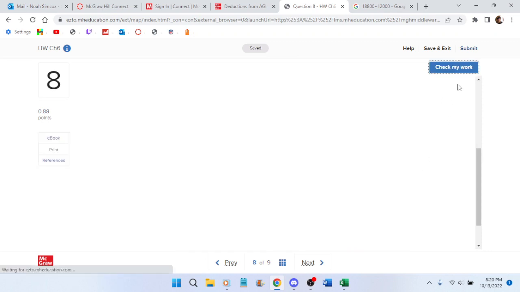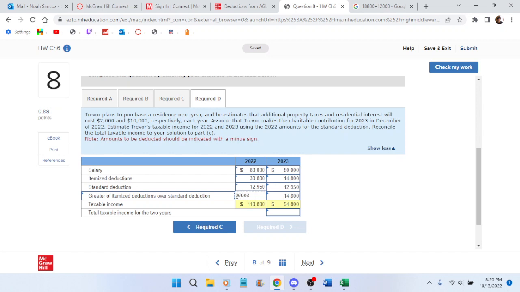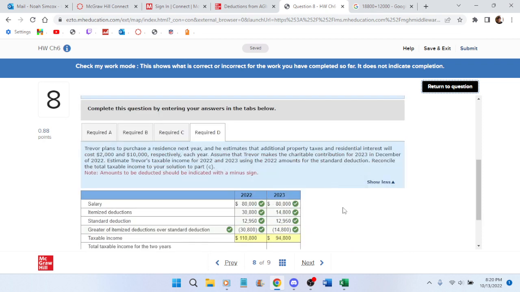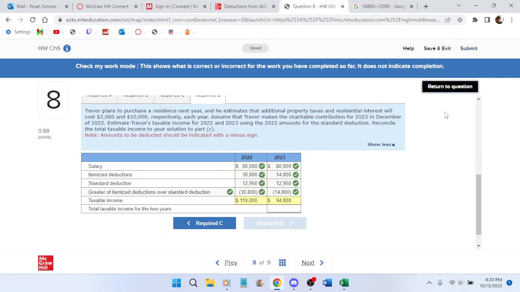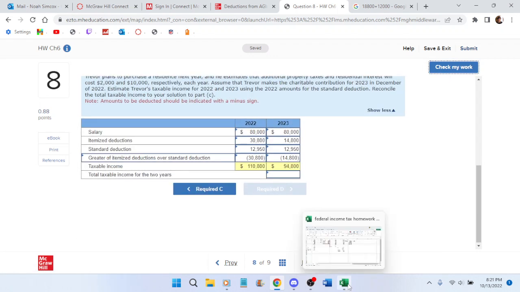I forgot to put it as a negative sign. God damn. I think those things are messed up. These two things are screwed up. Of course they are. Now I have to do the math manually. 80,000 minus 30,800.